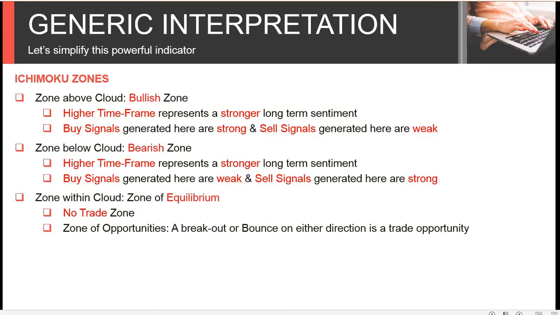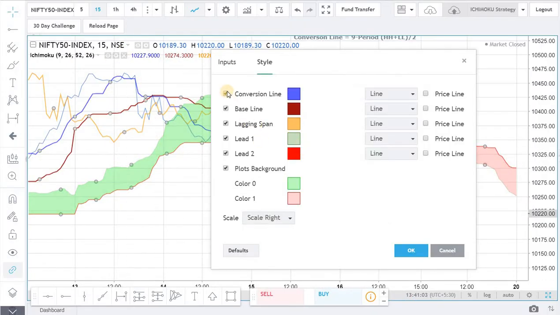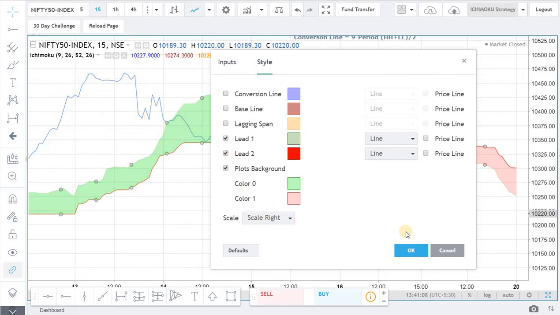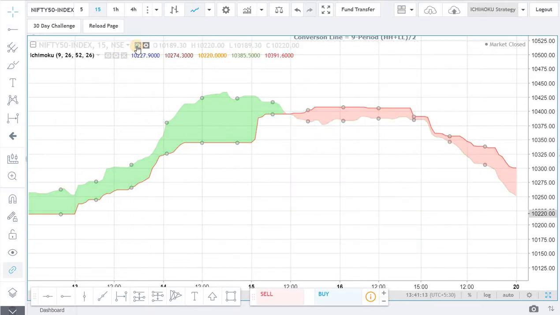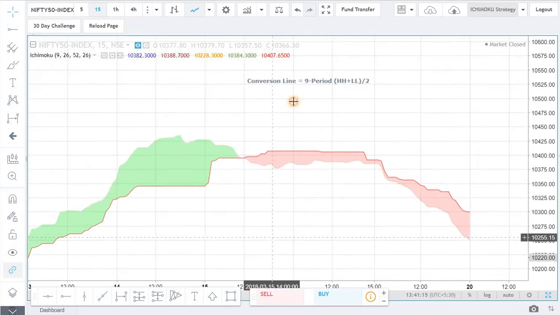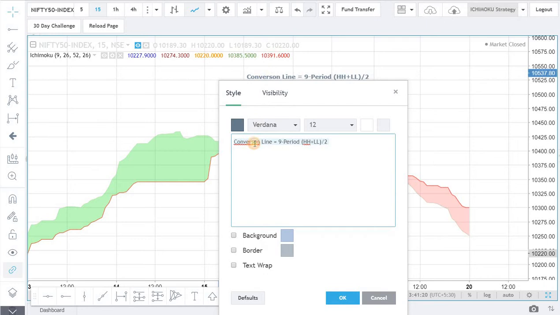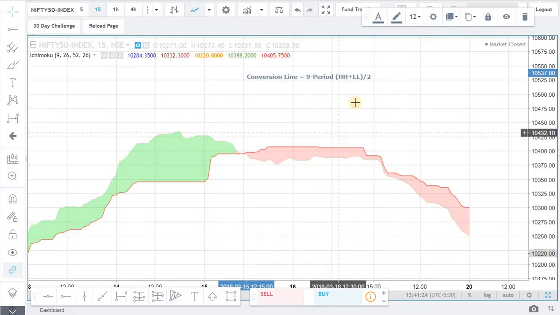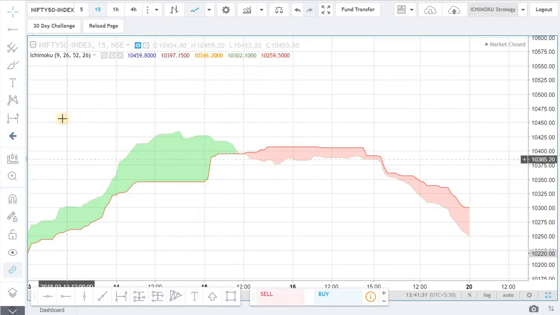So if we look at the same thing in our chart here, let's take off everything else, and let us remove the price line as well. This is the conversion line, and I delete this after making the correction. Okay, so what are we looking for?